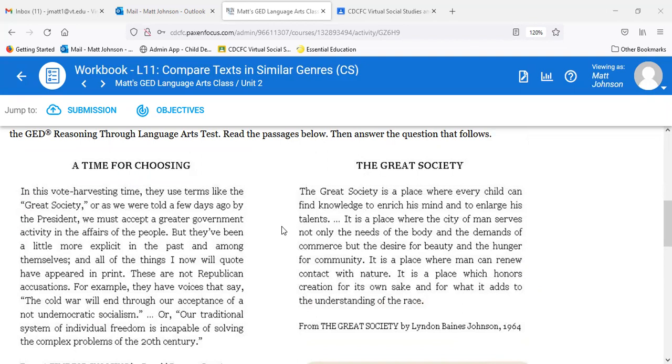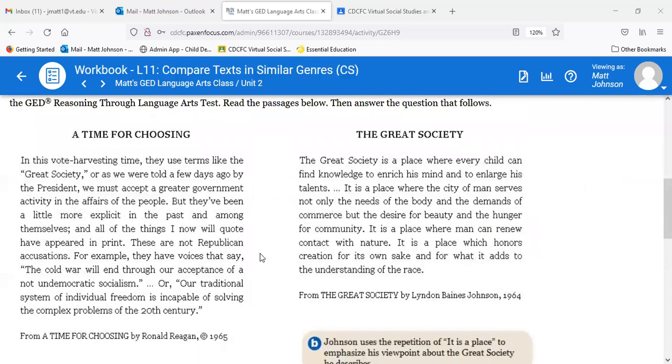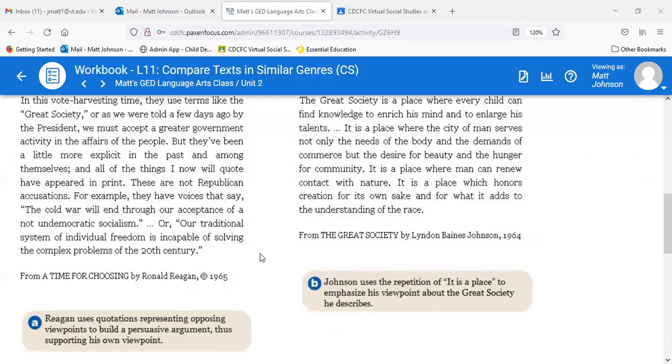So then the Great Society, this is LBJ. The Great Society is a place where every child can find knowledge to enrich his mind and to enlarge his talents. It is a place where the city of man serves not only the needs of the body and the demands of commerce, but the desire for beauty and the hunger for community. It is a place where man can renew contact with nature. It is a place which honors creation for its own sake and for what it adds to the understanding of the race.